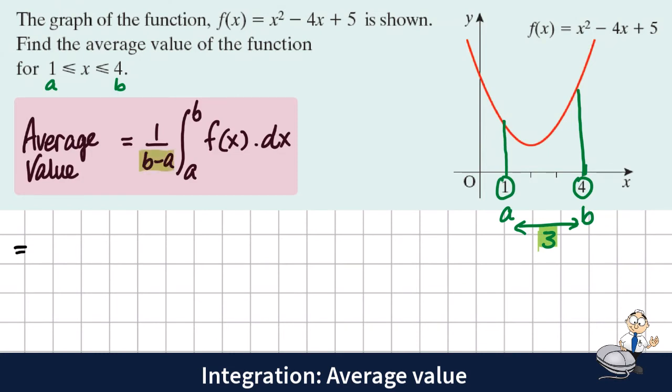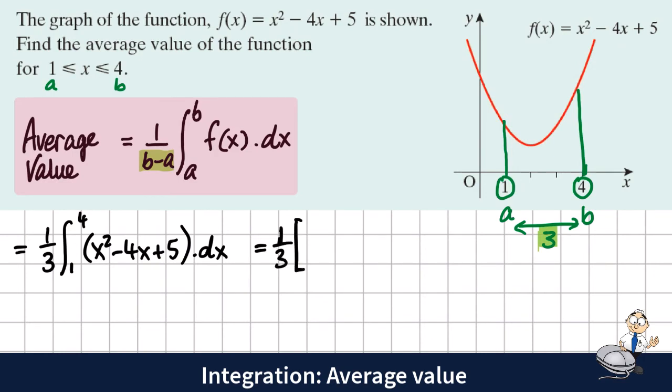So in this question, we have 1 over 3 times the integral with limits 1 to 4 of the function x squared minus 4x plus 5 dx. We're going to integrate this.